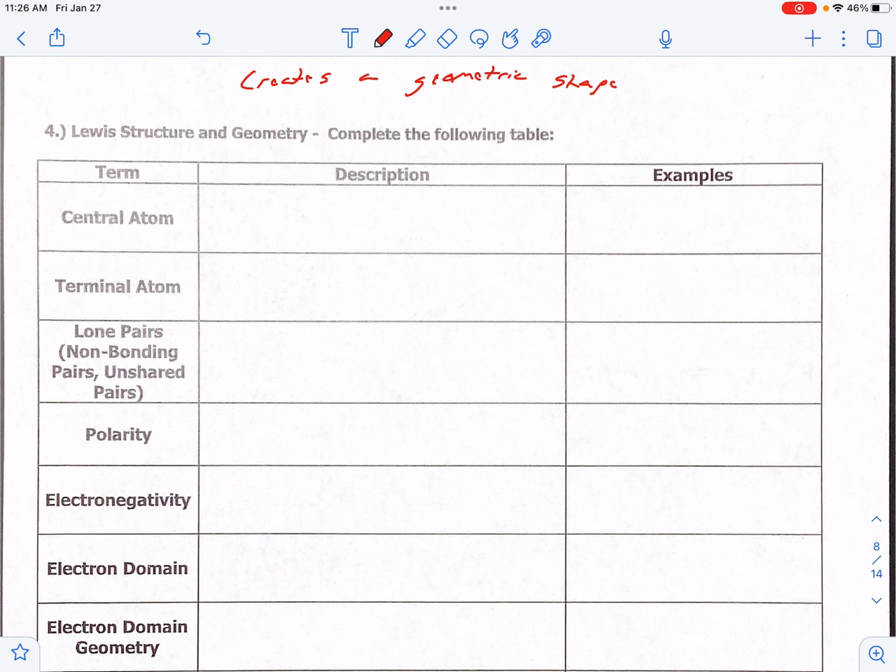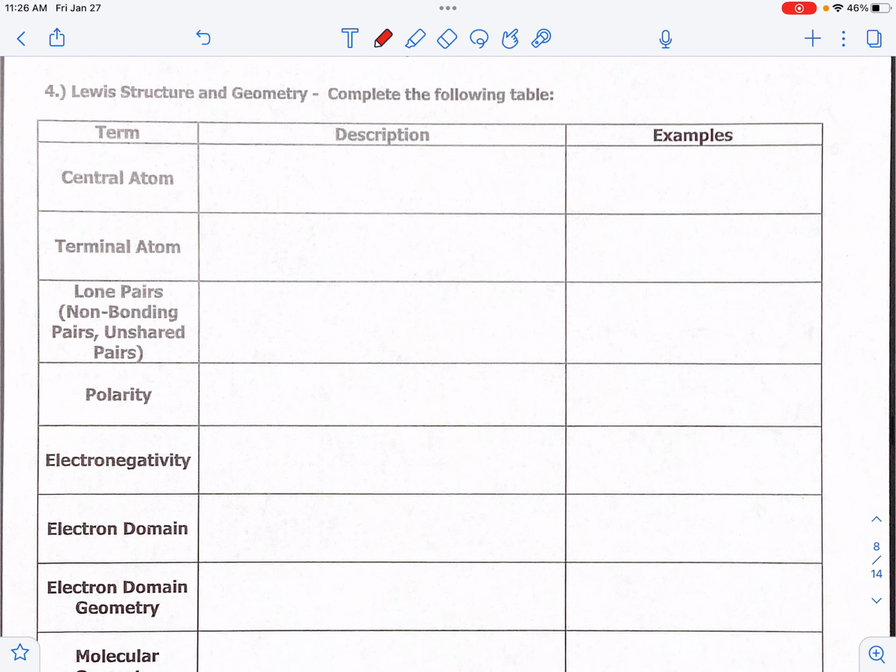This section is going over Lewis structures and geometry. Just some of the base things: the central atom, the one who's going to be in the center, is the least electronegative.